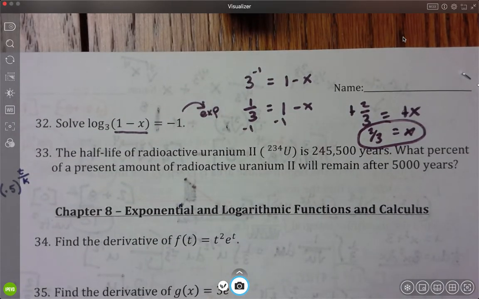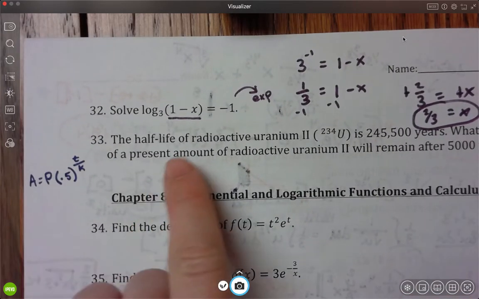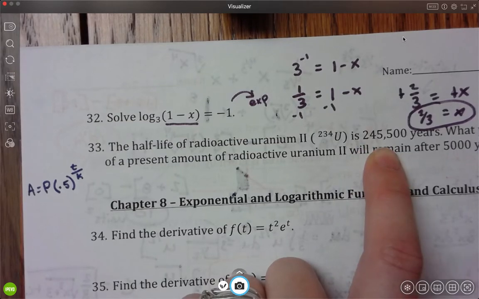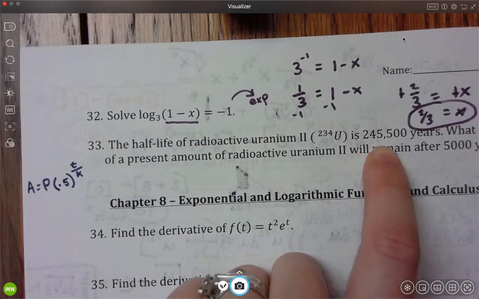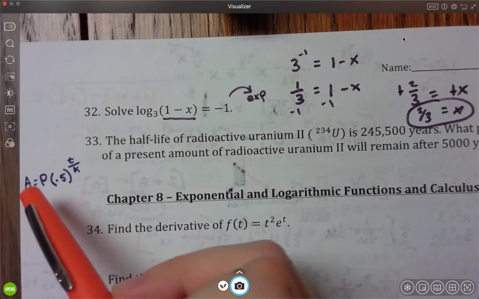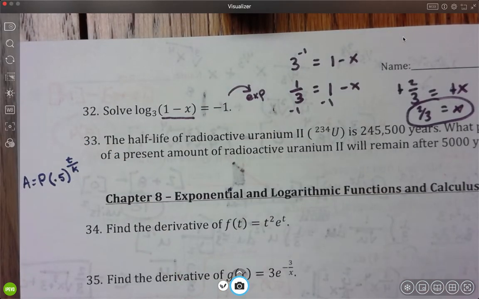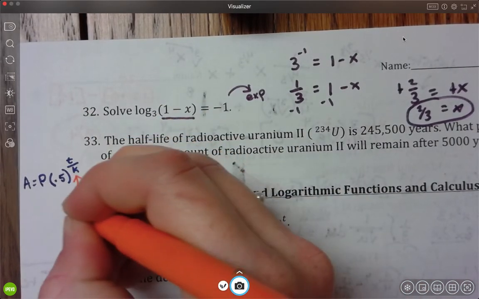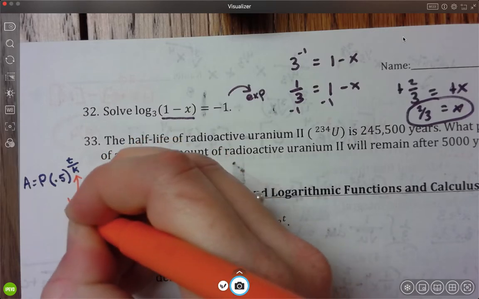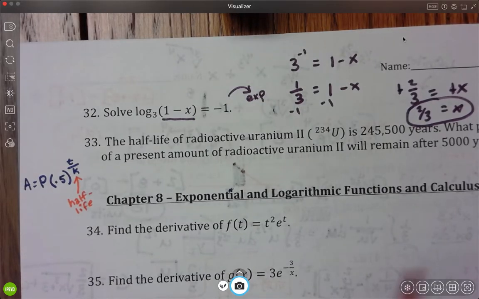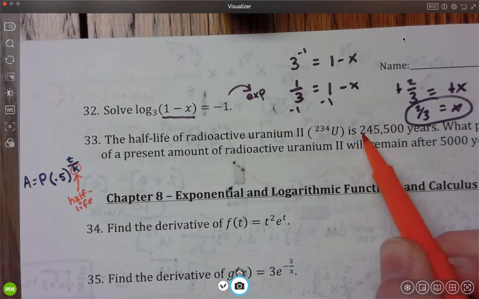Number 33, I went ahead and wrote the equation for half-life. Half-life of a radioactive element, this is uranium, is 245,500 years. This is the formula for half-life. So A is the after amount, P is the principal, T is the time, and then K is the half-life of each individual element. So that K will change based off of what element you're talking about. So like if we're talking about carbon-14, it's like 5280 or something is the half-life for that. So that K is determined by this number right here. So I'm going to go ahead and mark it as K.